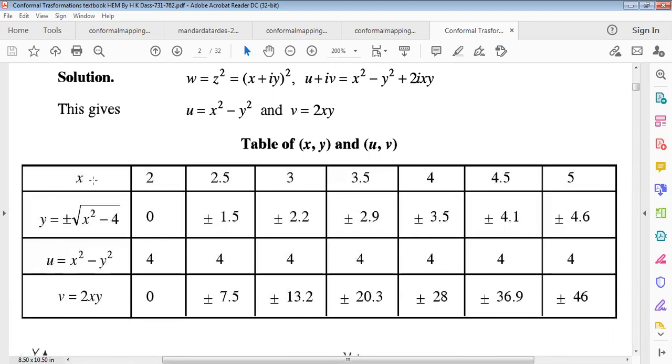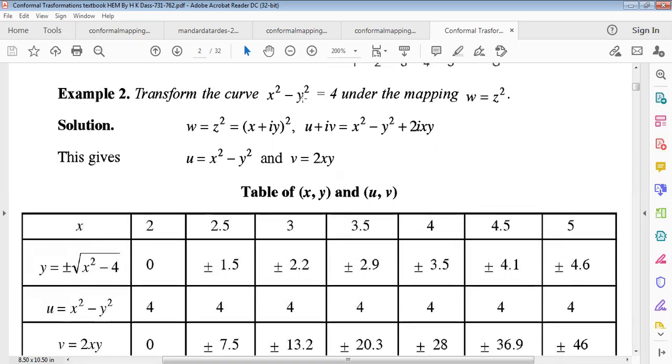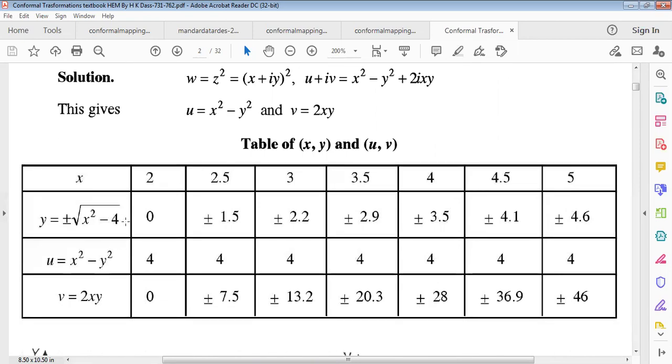Now we can form a table for this. First column will be x equals this. For different values of x, we get y equals plus minus square root of x square minus 4. This is given. Okay, x square equals 4 plus y square, so y equals plus minus square root of x square minus 4. Now for every input of x, we get y equals this. x starts from 2 and ends with 5.